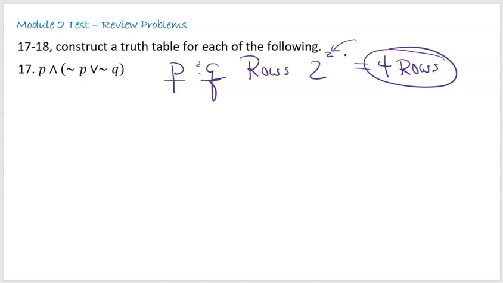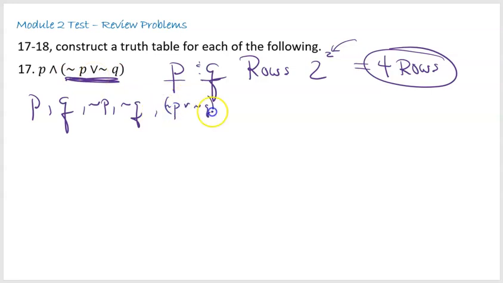On the other hand, columns. How many columns do you need? Well, you need a column for P. You need a column for Q. Of course, you always need a column for your components. But notice also in the problem, we have a not P and a not Q, so we're going to need a column for those. Then you need your parentheses statements. There's only one set in parentheses here, so not P or not Q. And then finally, you need the whole statement in a column as well.